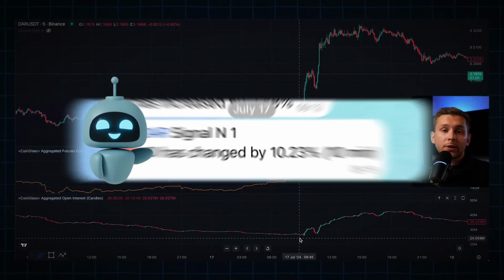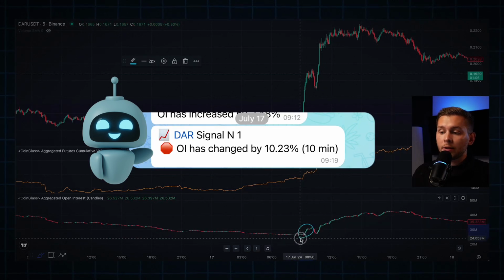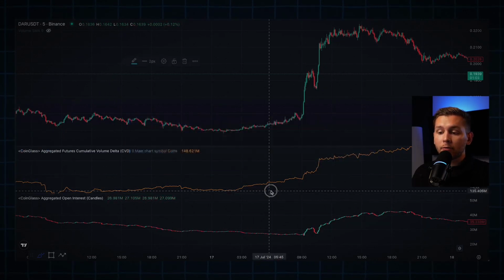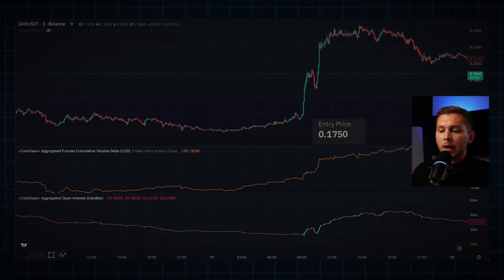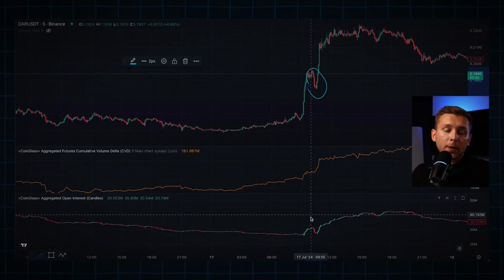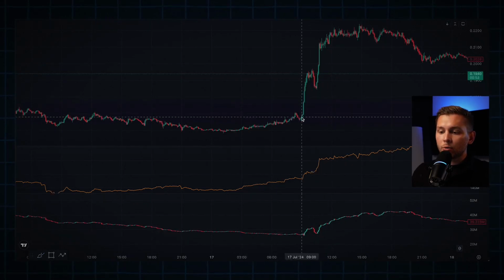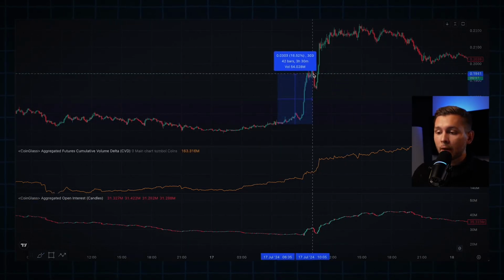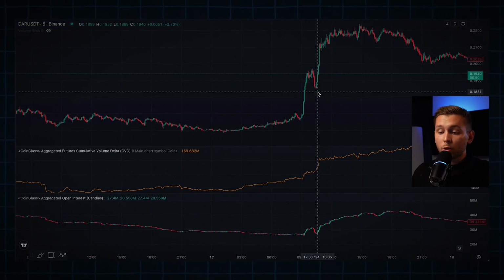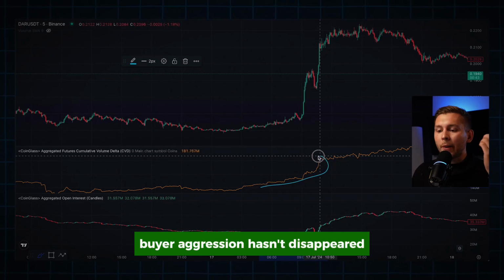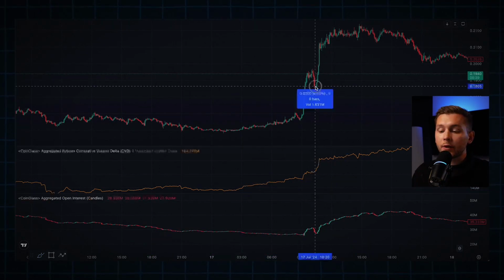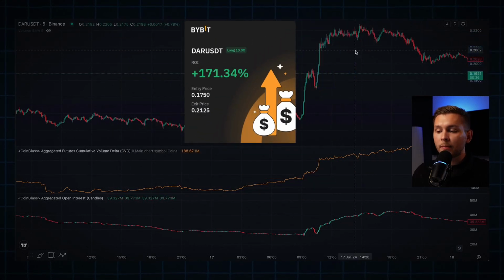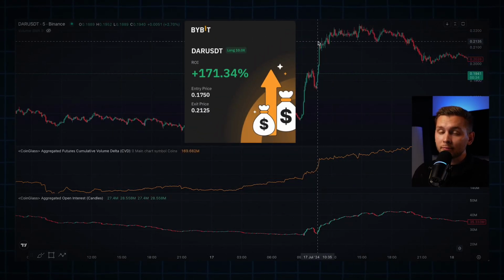From my trading bot, I received a notification about the increase in open interest and noticed buyer aggression on the CVD. And right here, I opened a long position. Then there was a slight price drop along with the open interest. Probably some people decided to close their position with a 15% profit after a long wait, while others closed their position at a loss. However, we see that the CVD showed that buyers' aggression hasn't disappeared and the price continues to rise by more than 15%. And then I decided to close my position with leverage at a very good profit.